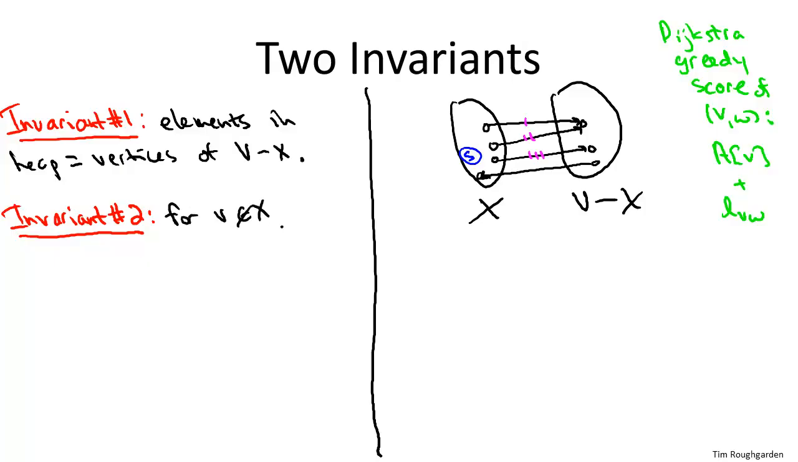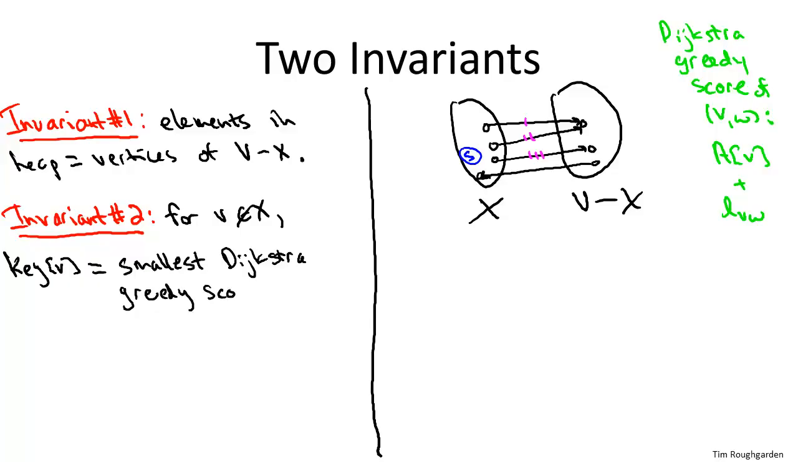Because we're storing vertices rather than edges in the heap, we're going to have to be fairly clever with the way we define the key of a vertex that's in this heap. So we're going to maintain the property that the key of a vertex V is the smallest greedy Dijkstra score of any edge which has that vertex as its head. Let me show you what I mean in terms of our example where we have three crossing edges. Suppose these three edges in the upper right happen to have Dijkstra greedy scores of 7, 3, and 5.